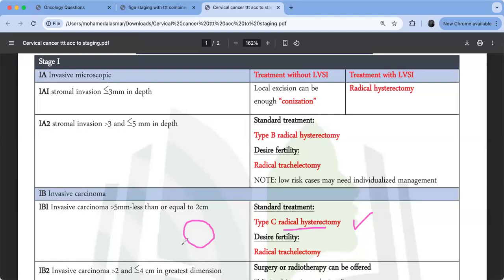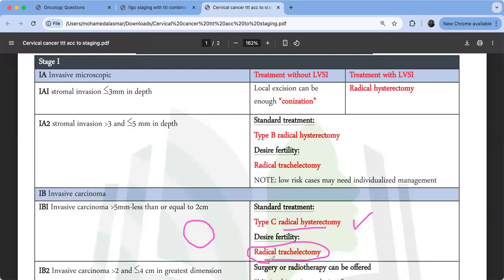Yes, this is the hope of radical trachelectomy. 1B1 can still have a fertility sparing option. Yes, actually, Dr. Fatima, this is where we will say, of course, after MDT, in the exam, that the fertility treatment option is acceptable for radical trachelectomy.